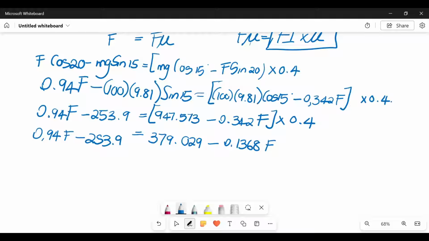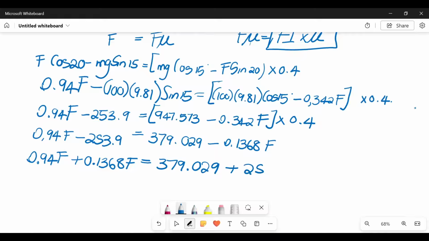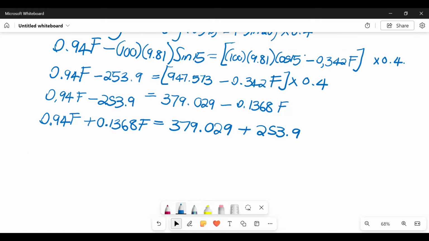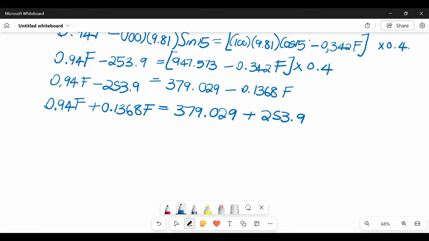Okay, then what you can do, you can put all the F's on one side, put all the normal numbers on the other side, and then you'll proceed to solve it. So on here we could say 0. Why do my zeros look so dizzy? 0.94F plus 0.1368F is equals to 379.029 plus 253.9.